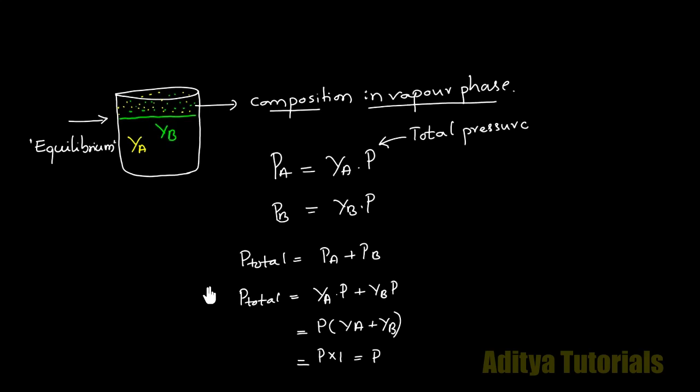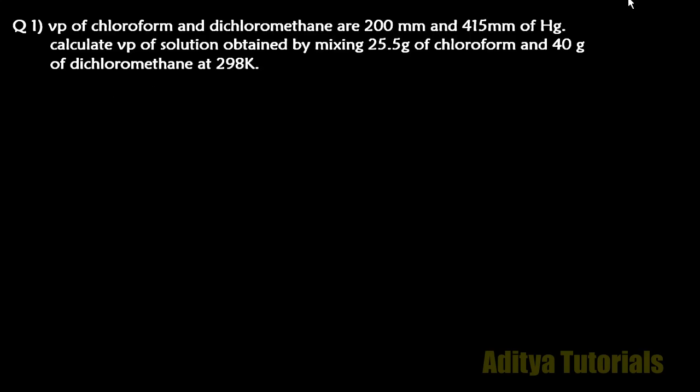Let's solve one particular problem on this concept. So here is a question given, students. Vapor pressure of chloroform and dichloromethane are 200 mm and 415 mm of Hg. Calculate the vapor pressure of the solution obtained by mixing 25.5 gram of chloroform and 40 gram of dichloromethane at 298 Kelvin.